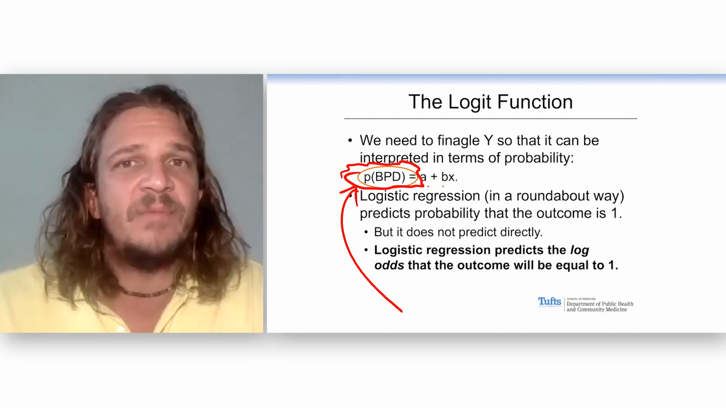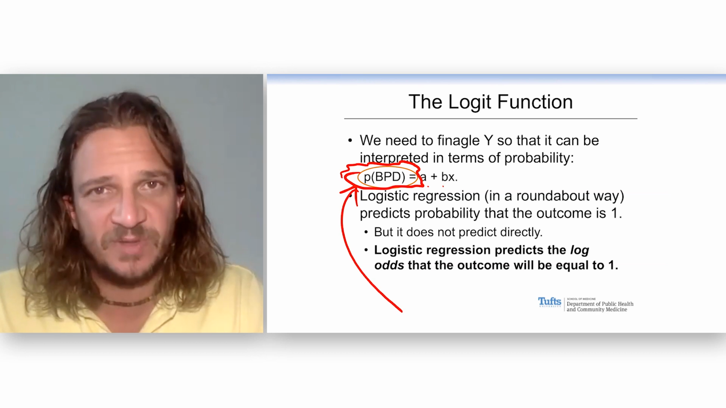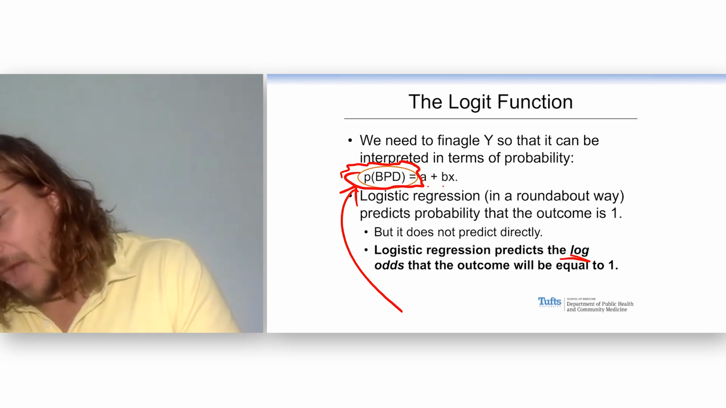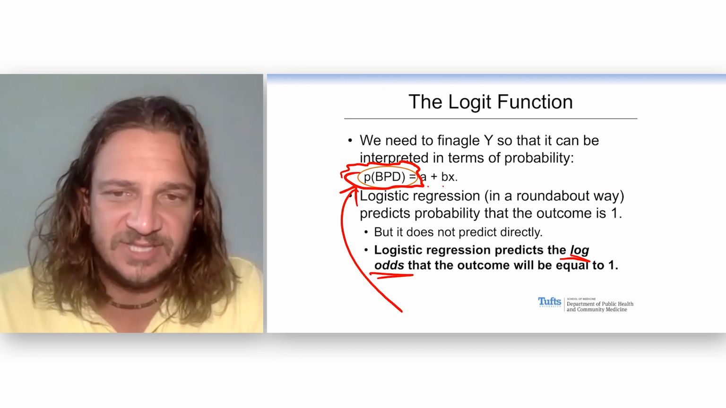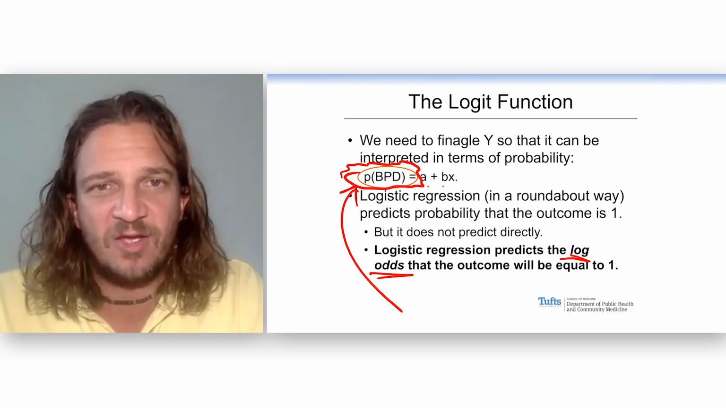I know every time I say the word log odds, you die a little bit inside, but stay with me. This is really cool. So the model predicts the log odds that the outcome will be equal to 1. And I know your question, you can put your hand down: what the heck are the log odds?